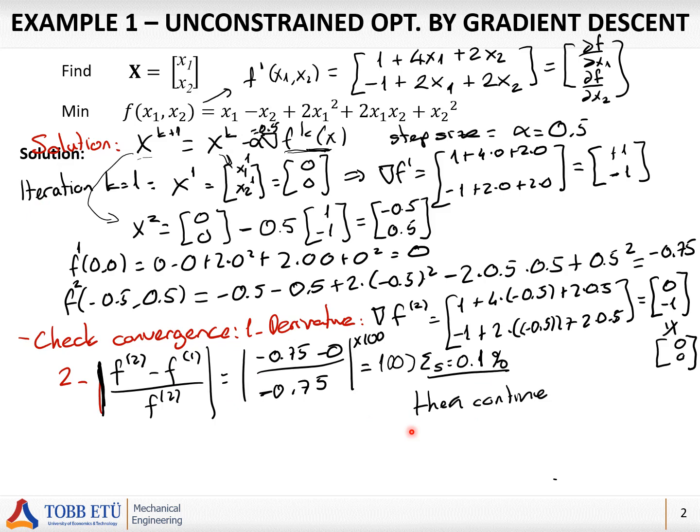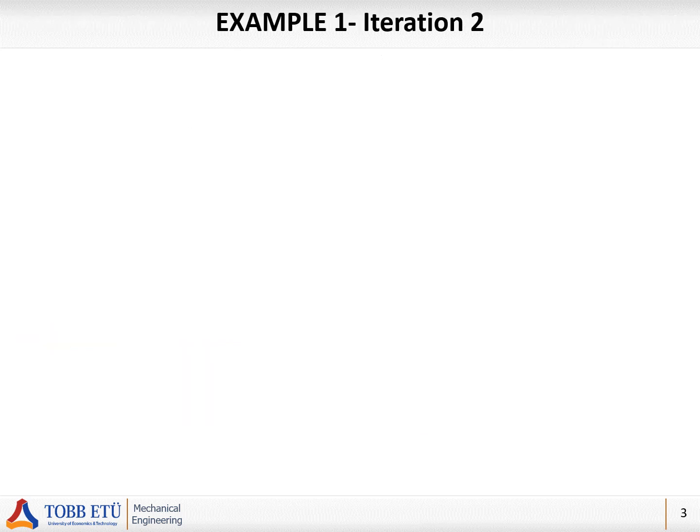So this was the first iteration. Because we said we continue, we will continue on to this second iteration, and let's do that in the next slide. In iteration 2, k is 2. We actually calculated the derivative of 2 as 0, minus 1. Let's write it down here.